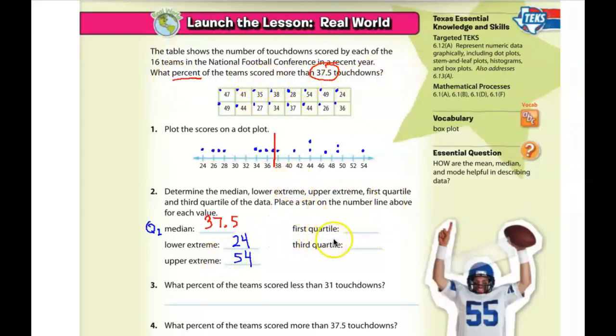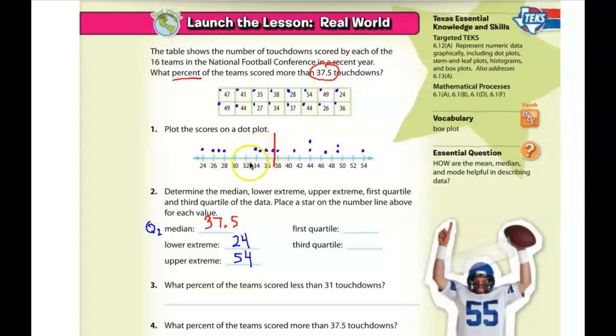Okay, let's go ahead and continue by figuring out the first quartile and the third quartile. So what we've just done here is we divided all the data in half. The median is halfway between the lower extreme and the upper extreme. So let's count. 1, 2, 3, 4, 5, 6, 7, 8. If there are 8 pieces of data in the first half, well, what's half of that? So we have 1, 2, 3, 4. And then we have 1, 2, 3, 4.